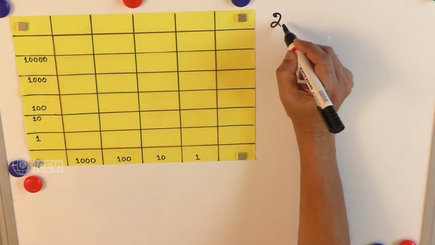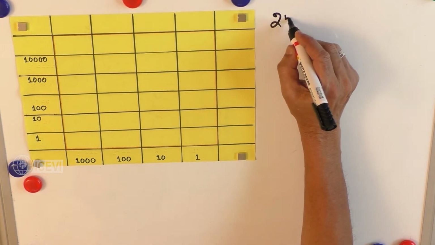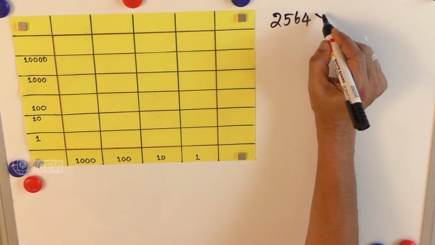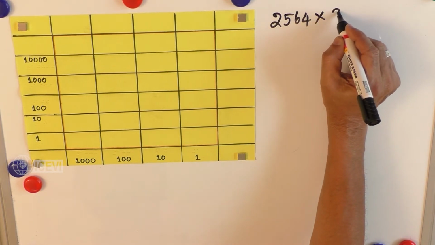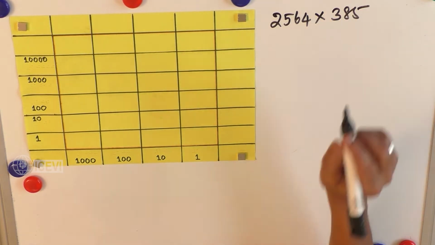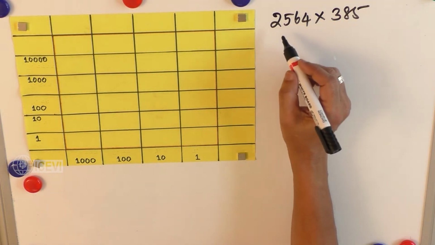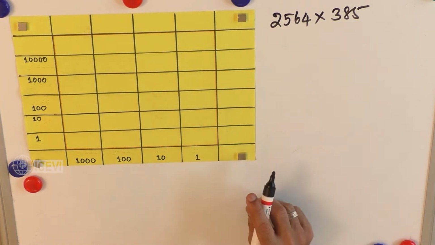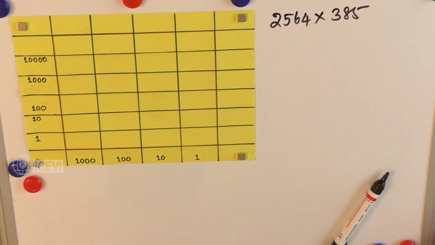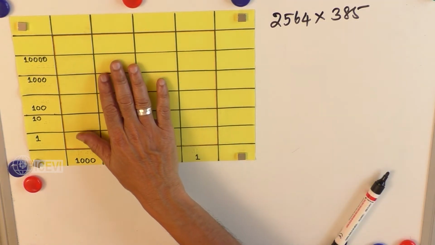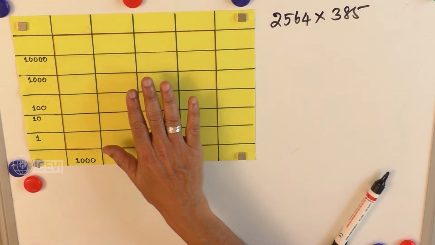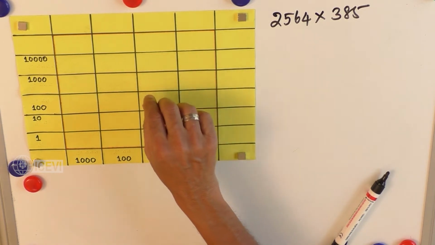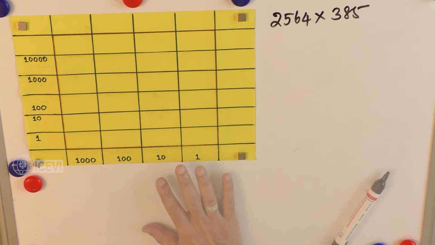Let us see how we can multiply 2564 multiplied by 385. Now, the multiplier has 4 digits and the multiplicand has 3 digits. The expanded form template is much clearer in understanding because you have control of every step of operation of the multiplication.